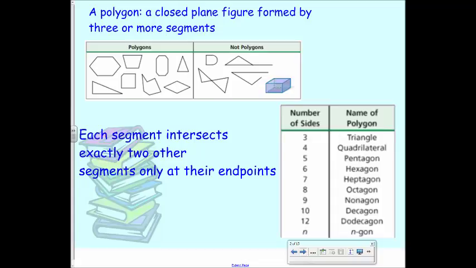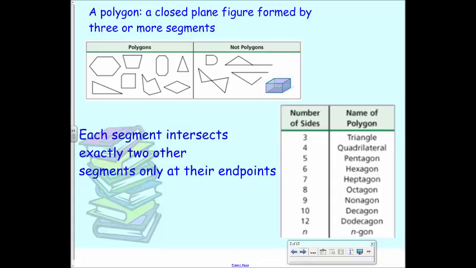Does anyone know what the prefix poly means? Many. Many means many. So what's an example of another word that starts with poly? Polytheism. What does polytheism mean? Your religion believes in many gods. Okay, so poly means many.